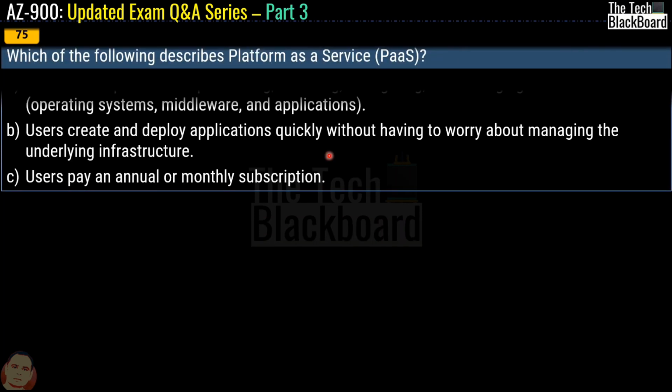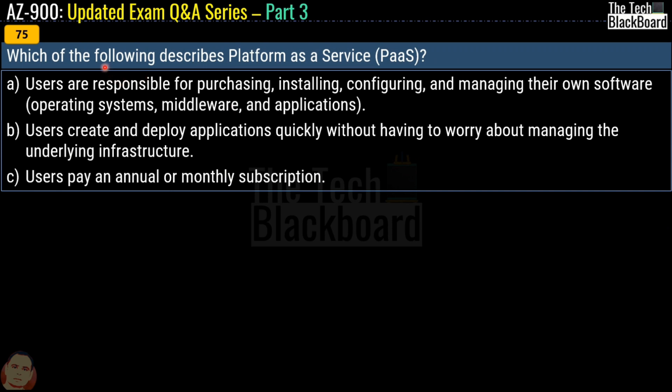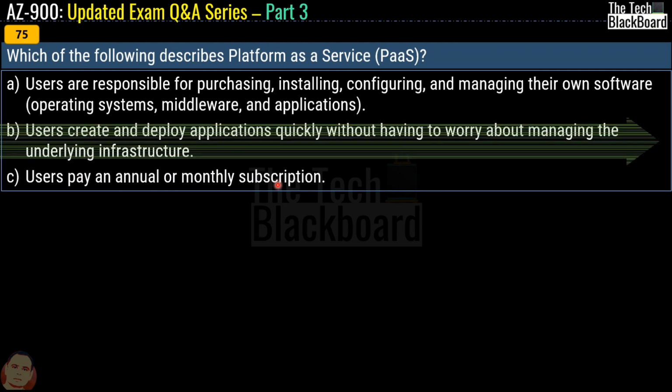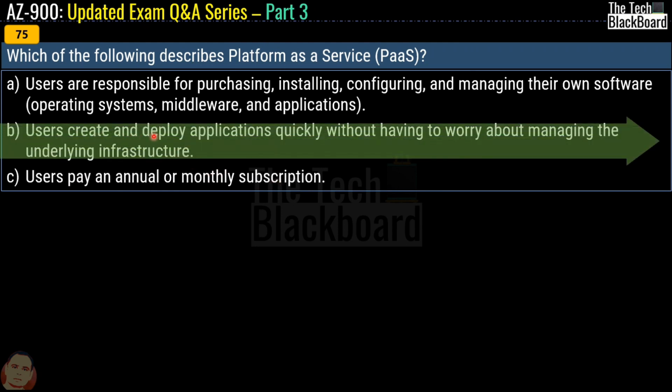Now let's move to question number 75. The question says, which of the following describes platform as a service? Your options are: users are responsible for purchasing, installing, configuring, and managing their own software, operating system, middleware, and application. The second option is: users create and deploy applications quickly without having to worry about managing the underlying infrastructure. The third option is: users pay an annual or monthly subscription. The correct answer for this question is option B, where users can create and deploy applications quickly without having to worry about managing the underlying infrastructure.